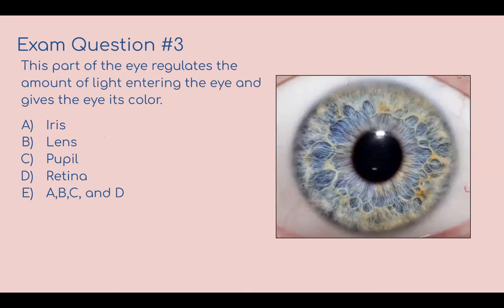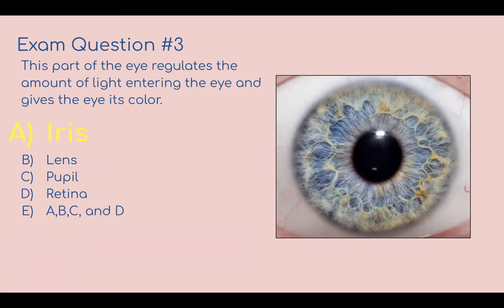And then for question number 3, this part of the eye regulates the amount of light entering the eye and gives the eye its color. This one is going to be A, iris. Remember, that's the colorful structure of the eye that changes the shape of the pupil to allow for different amounts of light to enter the inner eye, and it gives the eye its color. So it's going to be A.